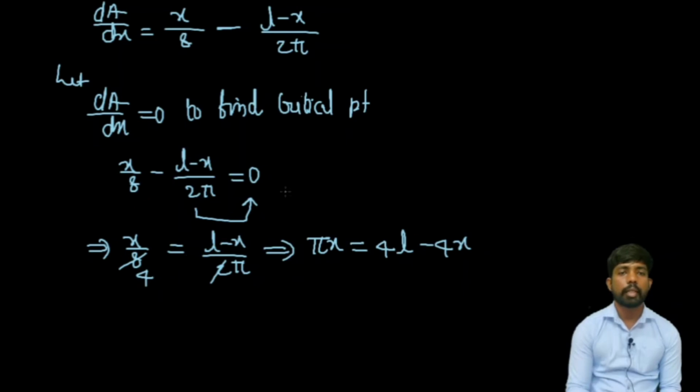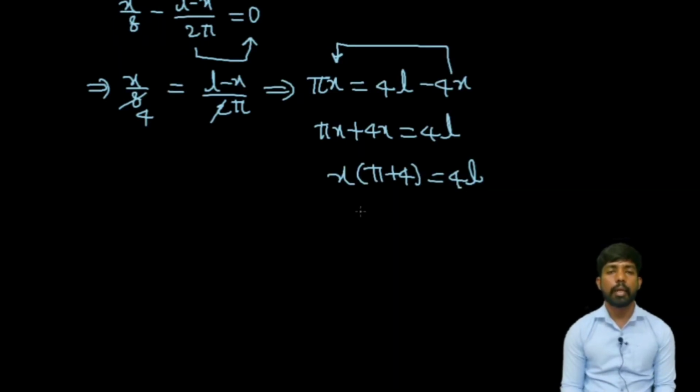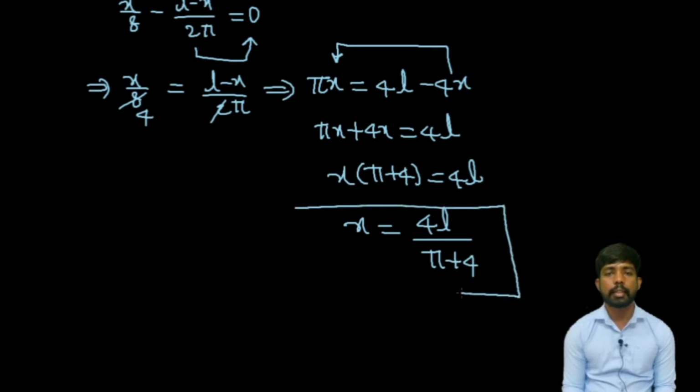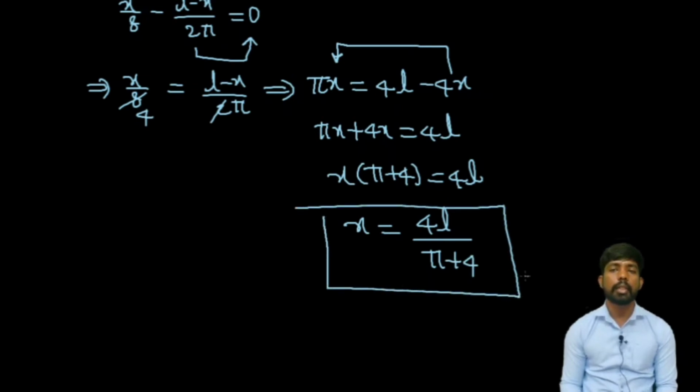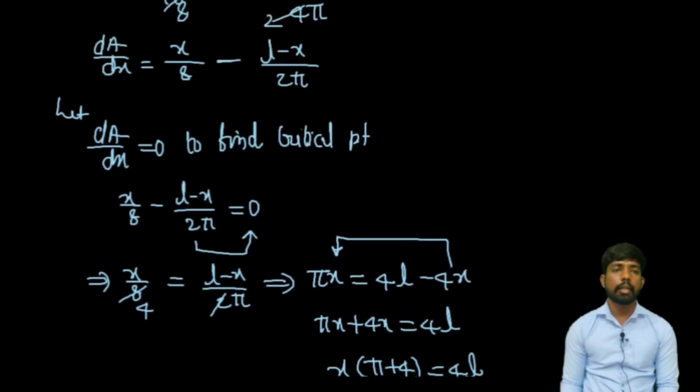Next, bring this 4x to the left hand side. Pi x plus 4x is equals to 4L. X take common, so x times pi plus 4 is equals to 4L. Send this term to the left hand side: x equals 4L by pi plus 4. This is the x value. This is the critical point.